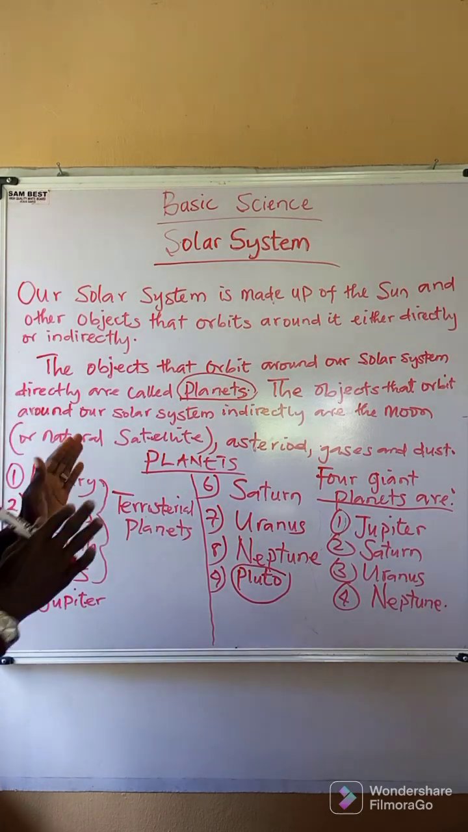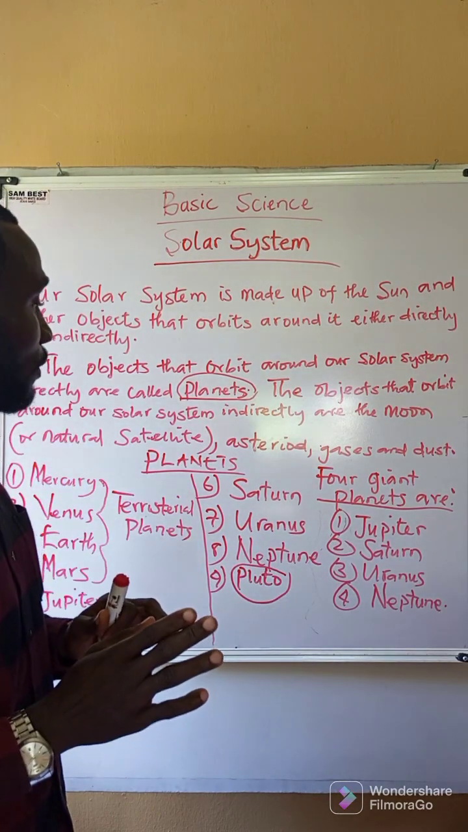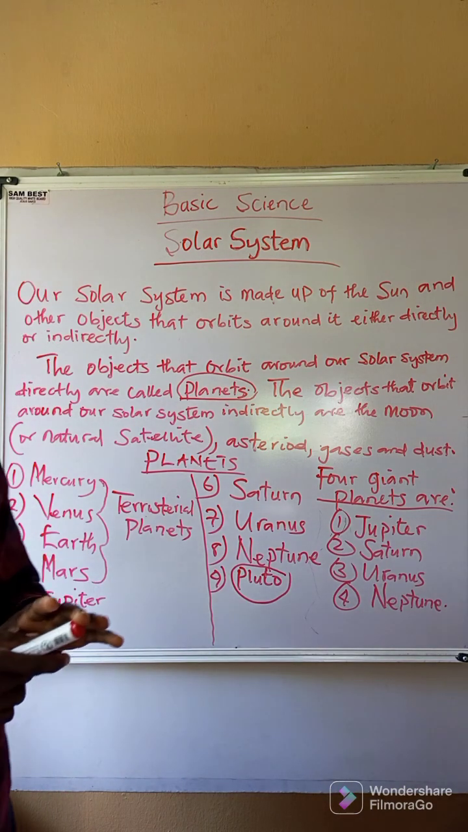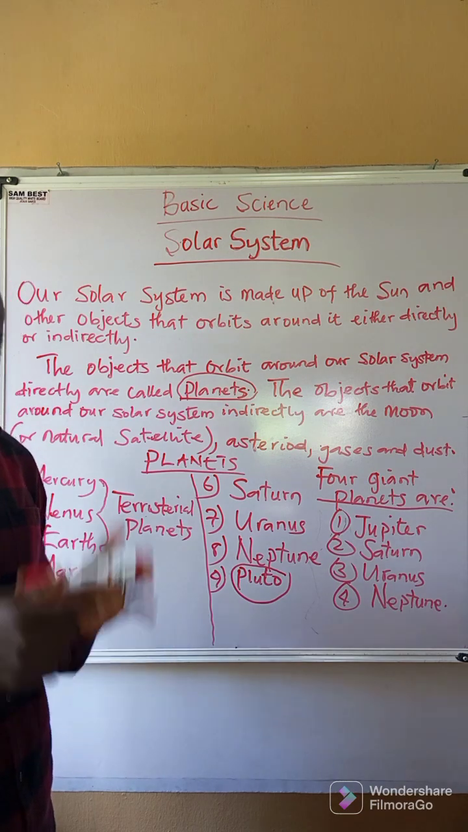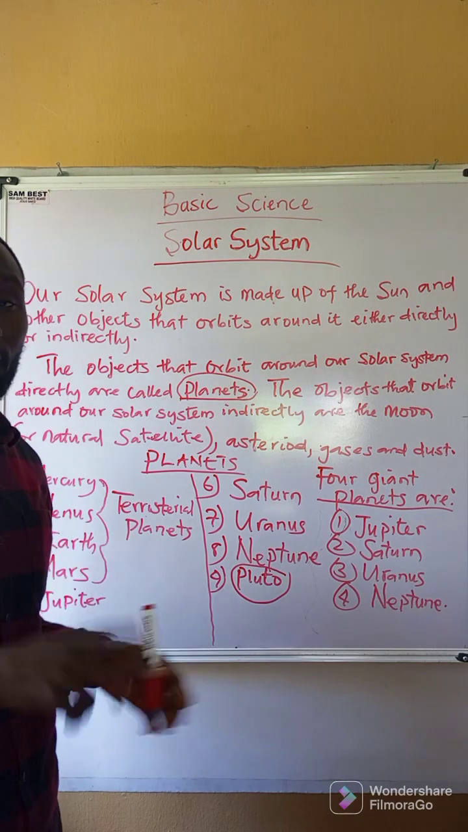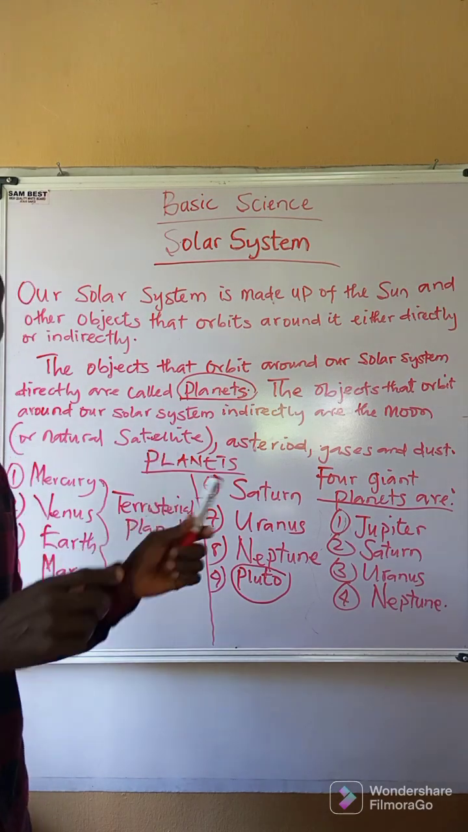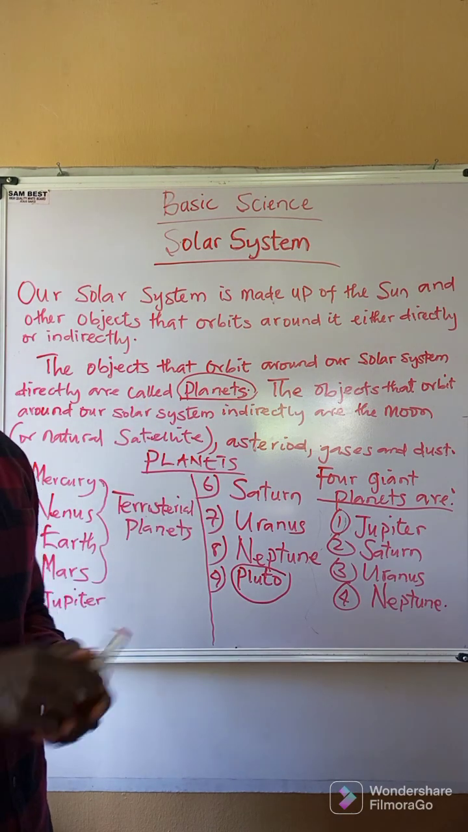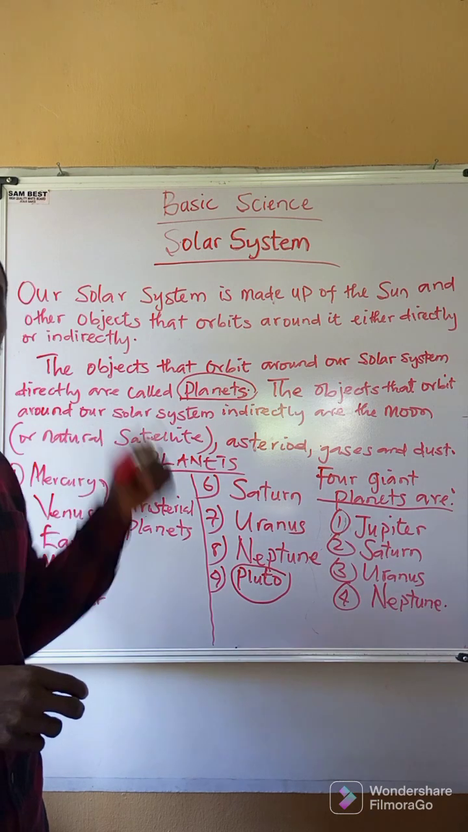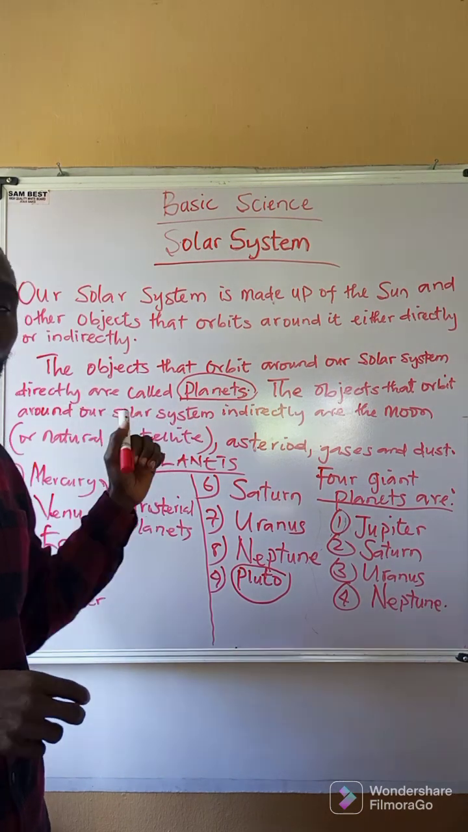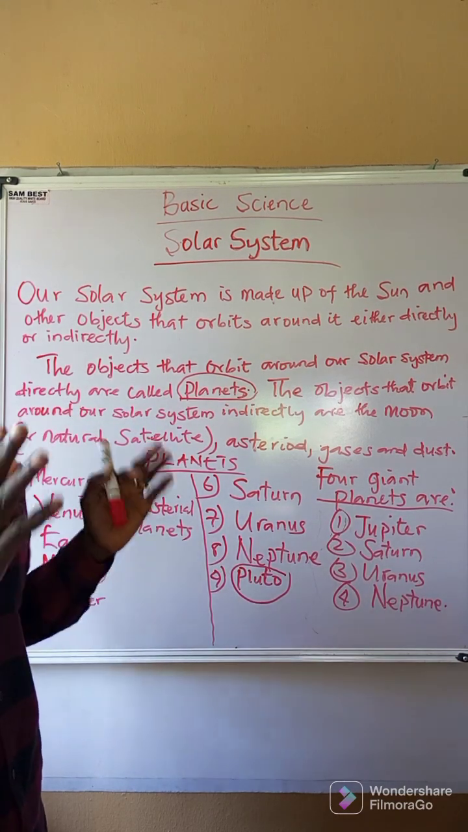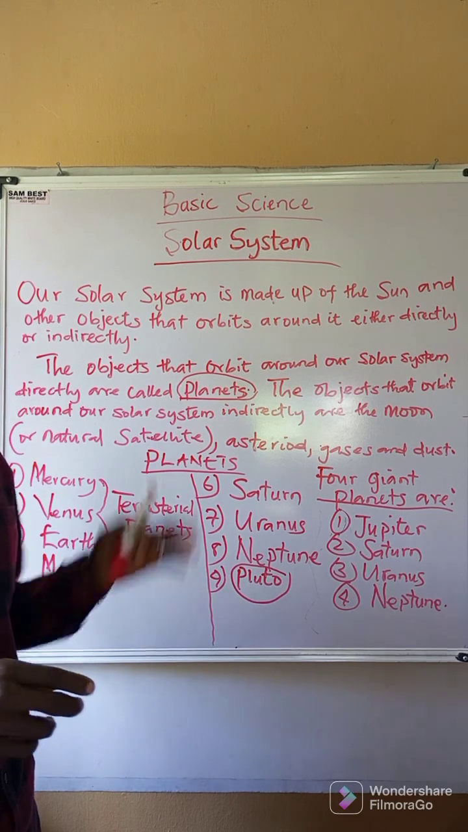So I will end here. We'll continue from where we stop next class. Let me just wrap it up. Our solar system is made up of the sun and other objects that orbit around it, either directly or indirectly. Don't forget, either directly or indirectly. Those that orbit around it directly are called the planets. Others are the asteroids, the gases, the dust, and the moon. Under the planets, we have nine planets, like I said. Eight is currently known. The ninth one, Pluto, is taken off.